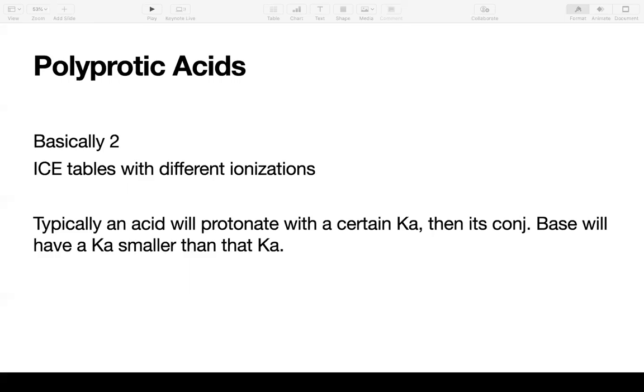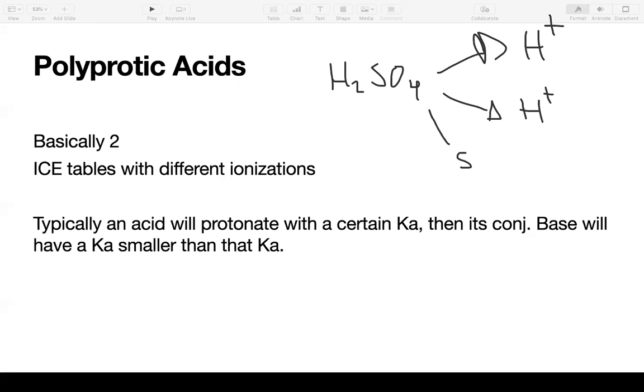Is polyprotic acids. And what I mean by polyprotic acids is an acid that is capable of giving off more than one hydrogen. So a good example would be H2SO4. When it's fully ionized, we can see it dissociates into H plus and SO4 2 minus. So that's what I mean by a polyprotic acid, multiple protons.